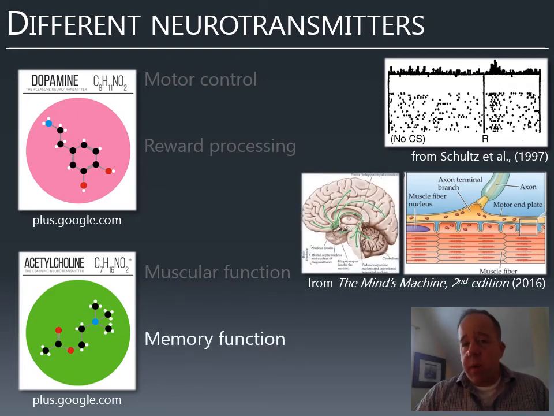It's also important for memory. Drugs that affect the acetylcholine system often affect memory. And drugs, for example, that try to treat some of the symptoms of Alzheimer's disease often try to increase acetylcholine levels. There is no cure for Alzheimer's disease, but acetylcholine drugs can alleviate some of the symptoms.